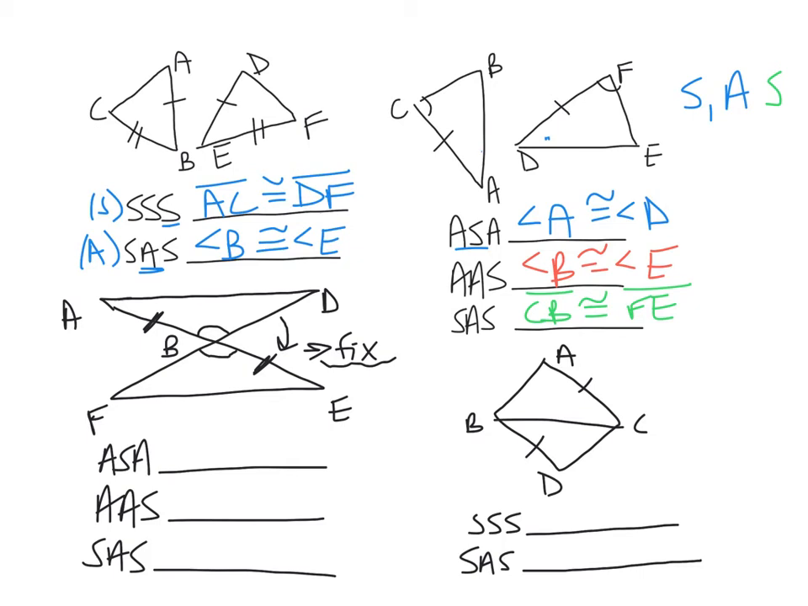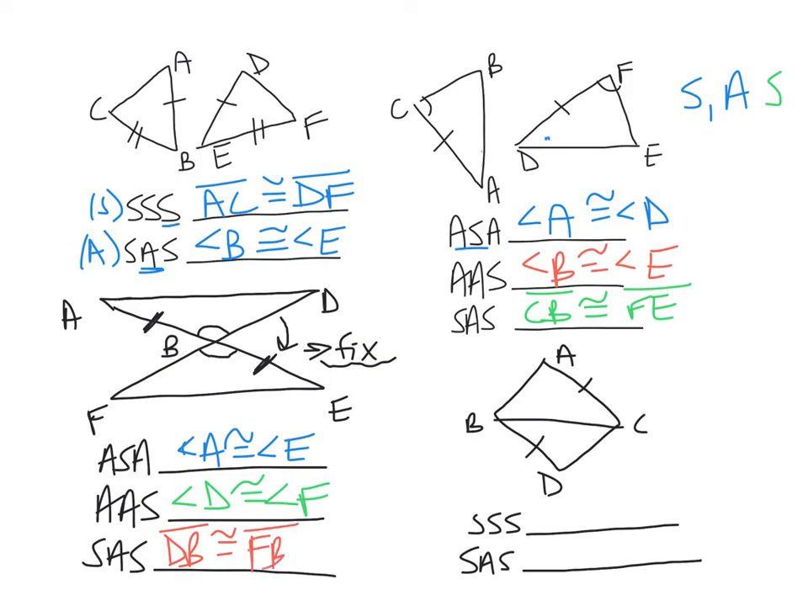So back to the regularly scheduled program, ASA means that I need to have the angle on the other side of the side I was given. So in the top one, that would be angle A needs to be congruent to angle E. If instead of ASA, I want an AAS, that means I want the angle that's not touching that given side. So that would be angle D congruent to angle F. And side angle side means I need that vertical angle to be what's included. So that would be side DB congruent to side FB.